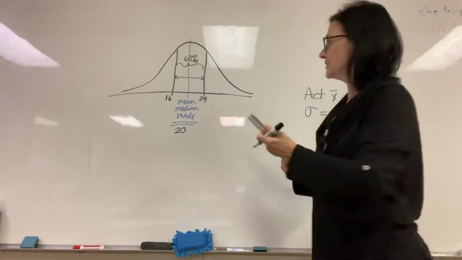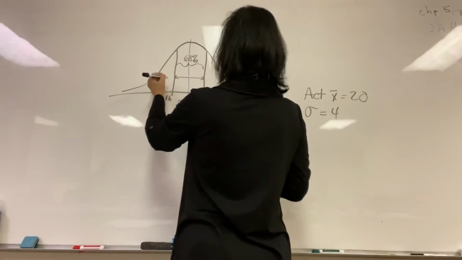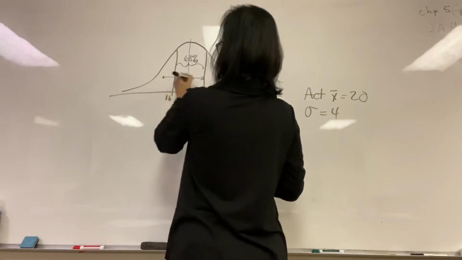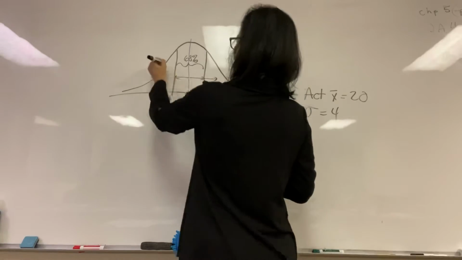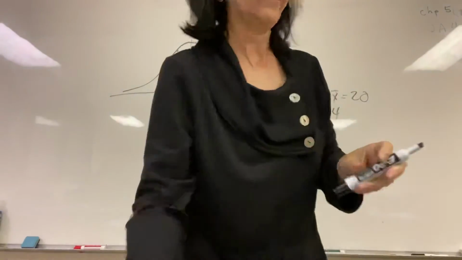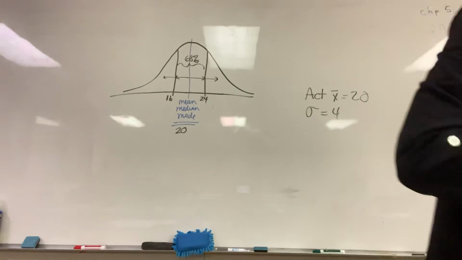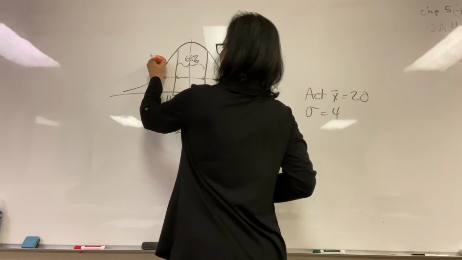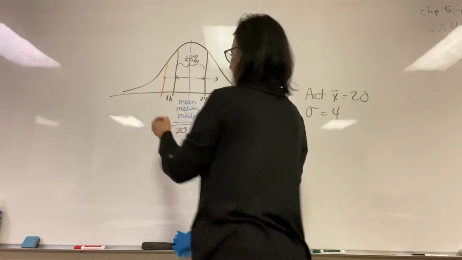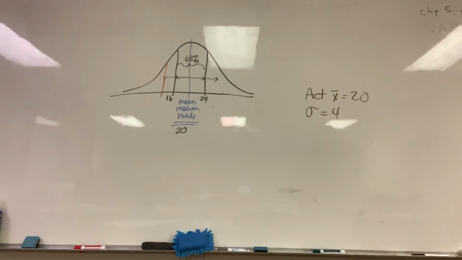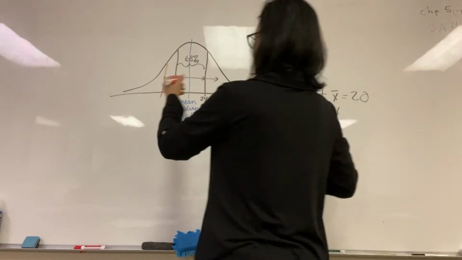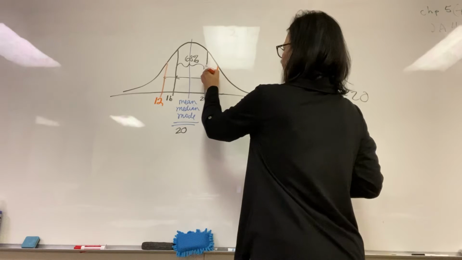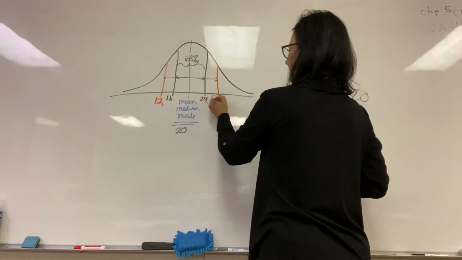All right, now let's go another standard deviation. I gotta make my lines not so big. One more standard deviation to the left would put me at what score? At 12. And one more to the right would put me at 28.